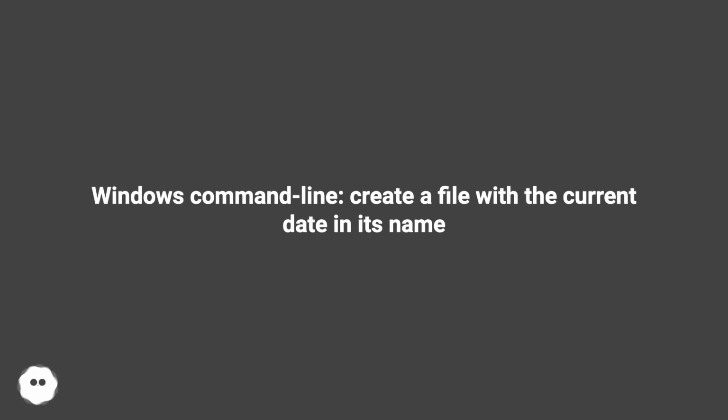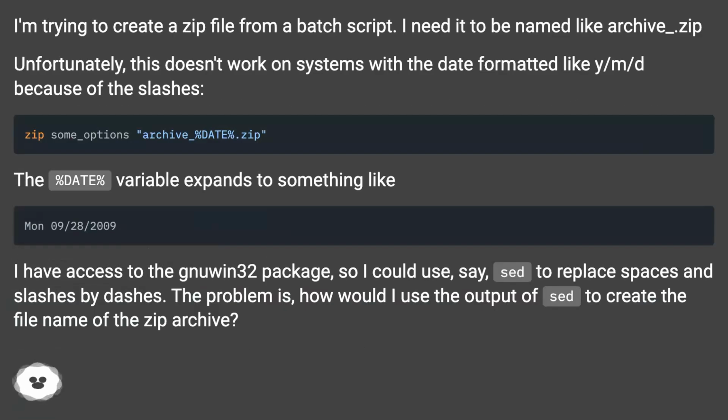Windows command line, create a file with the current date in its name. I'm trying to create a zip file from a batch script. I need it to be named like archive_.zip. Unfortunately, this doesn't work on systems with the date formatted like YEMED because of the slashes.